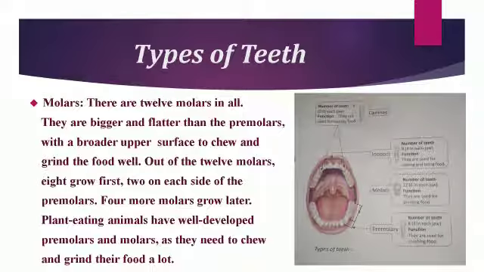Last is molars. There are 12 molars in all. They are bigger and flatter than the premolars, with a broader upper surface to chew and grind the food well. Out of the 12 molars, 8 grow first, 2 on each side of the premolars. 4 more molars grow later. Plant-eating animals have well-developed premolars and molars as they need to chew and grind their food a lot.